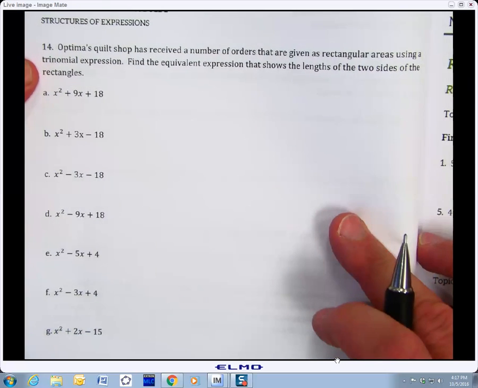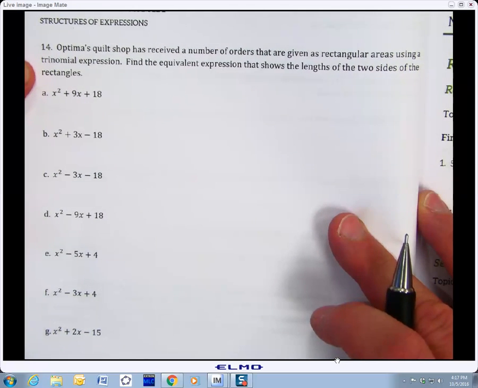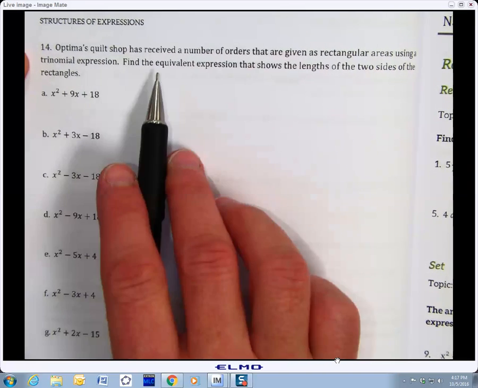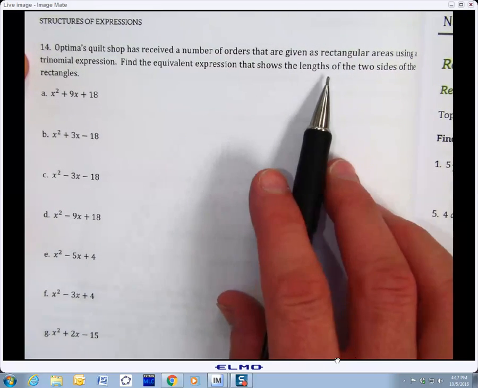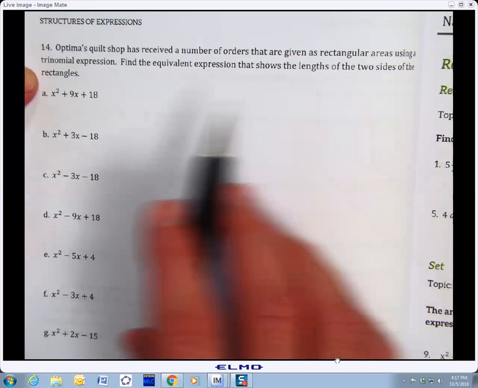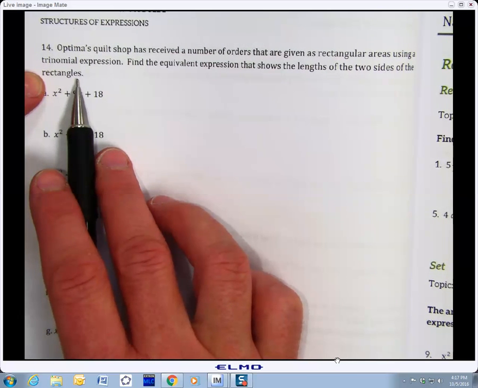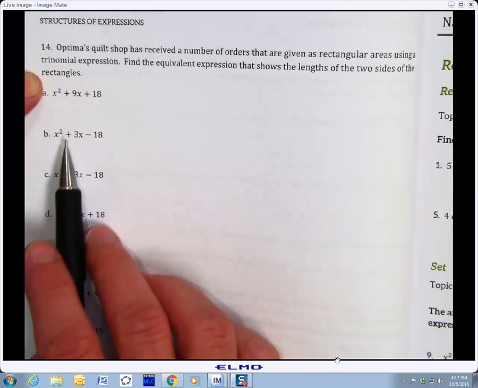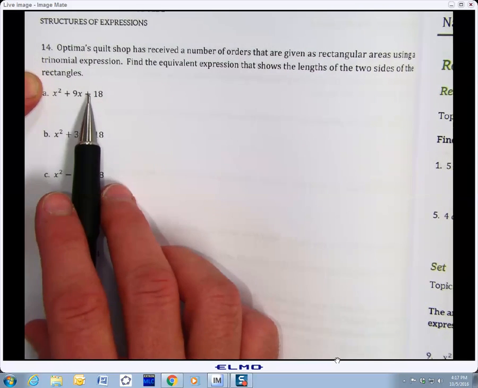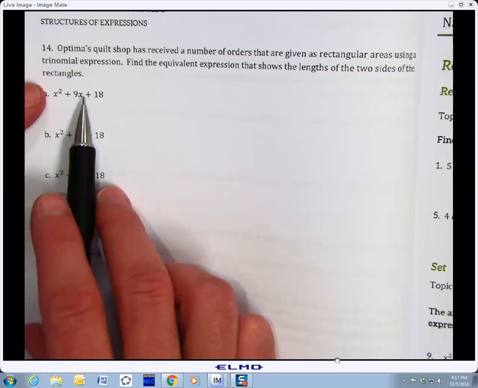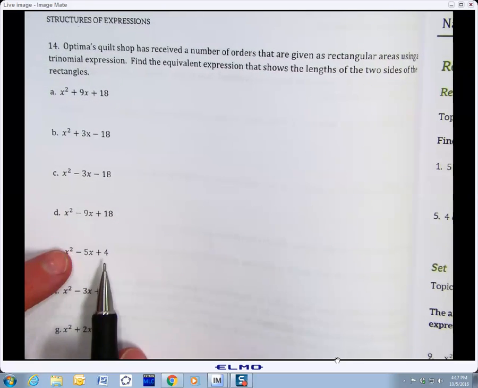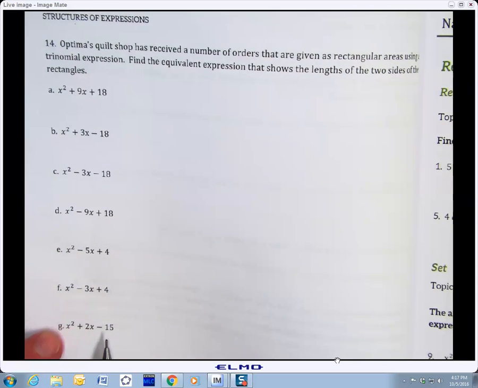At this point, it says number 14, Optimus Quilt Shop has received a number of orders that are given as rectangular areas using a trinomial expression. So that's your standard form. Find the equivalent expression that shows the lengths of the two sides of the rectangles. In other words, we would like factored form, or the dimensions. So we've done this before, and it was always positives, but now they're mixing in, after part A, some negatives, more negatives, one negative, and some negatives in a weird spot.